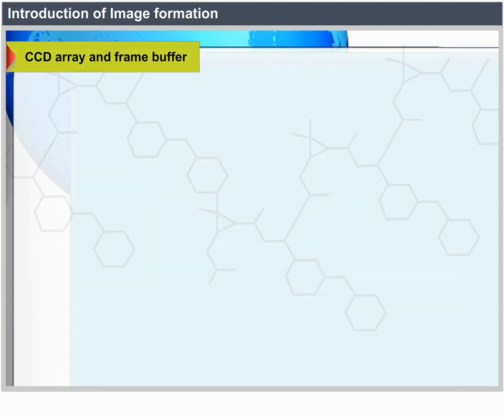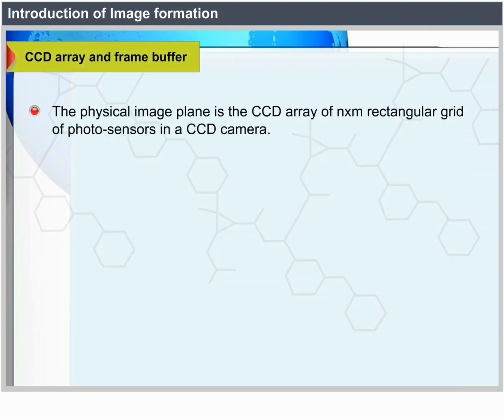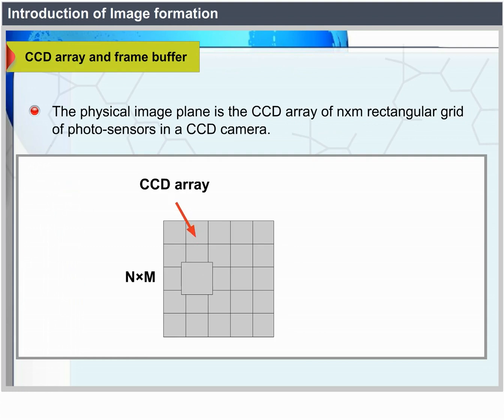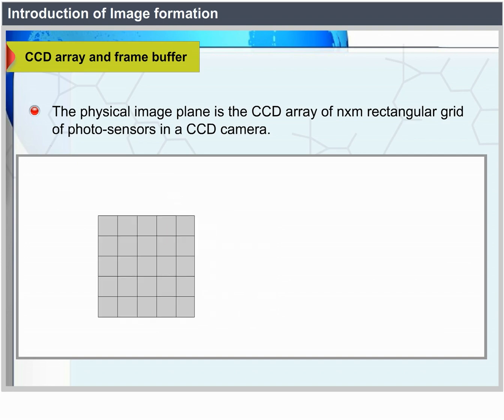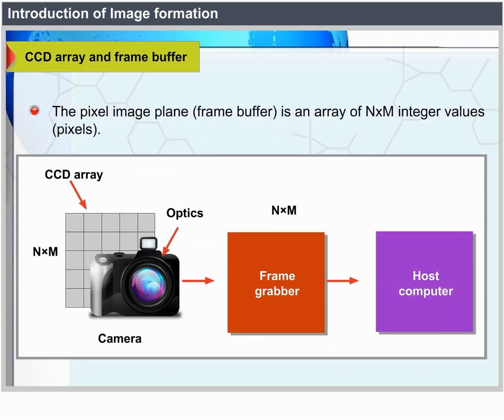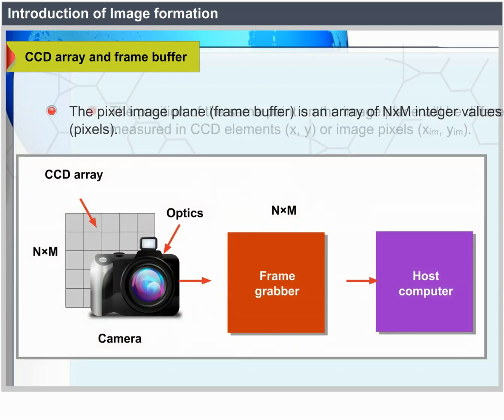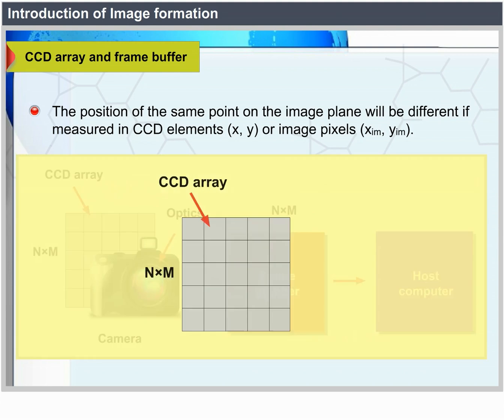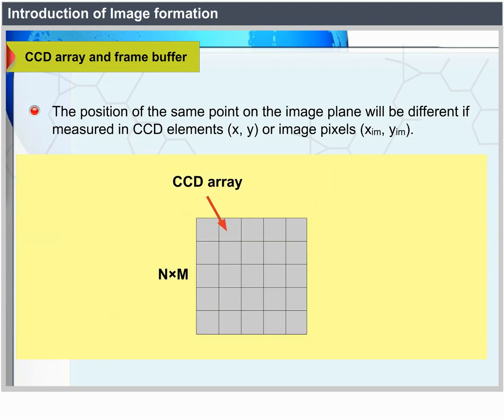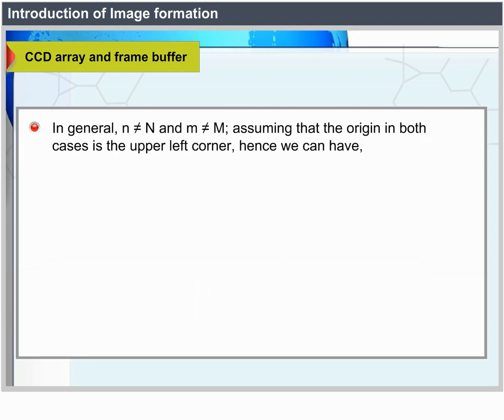CCD array and frame buffer. In a CCD camera, the physical image plane is the CCD array of n × m rectangular grid of photosensors. The pixel image plane, the frame buffer, is an array of N × M integer values, pixels. The position of the same point on the image plane will be different if measured in CCD elements x, y or image pixels xim, yim. In general, small n is not equal to capital N, and small m is not equal to capital M.